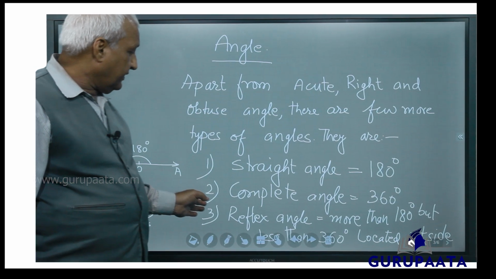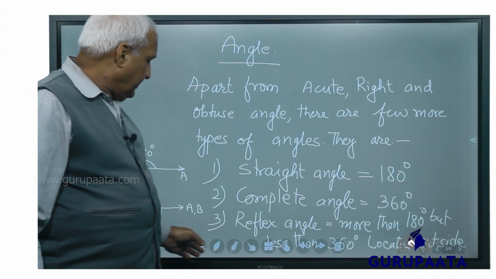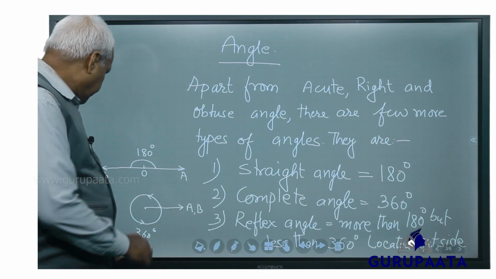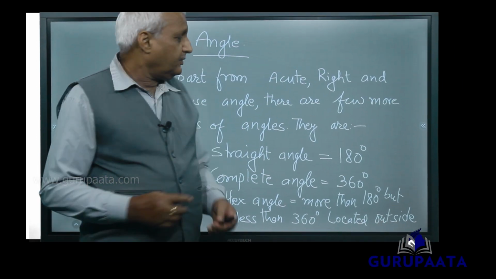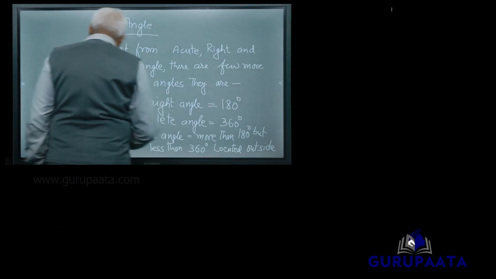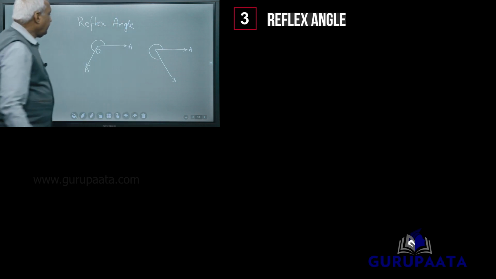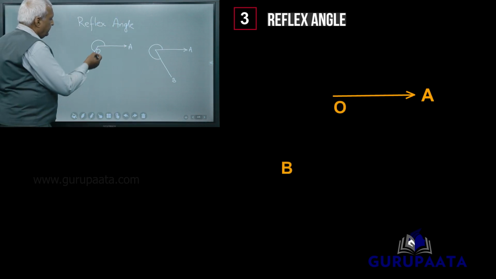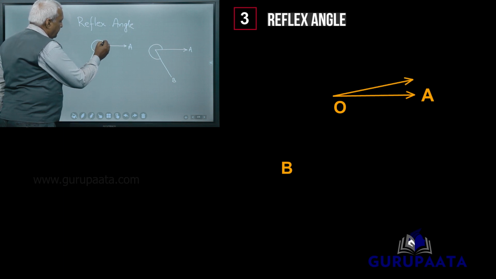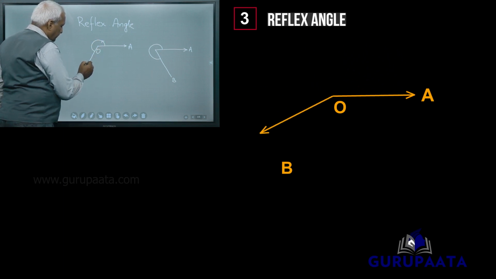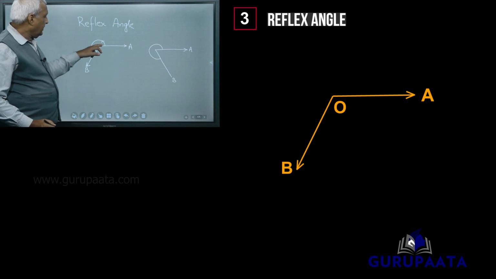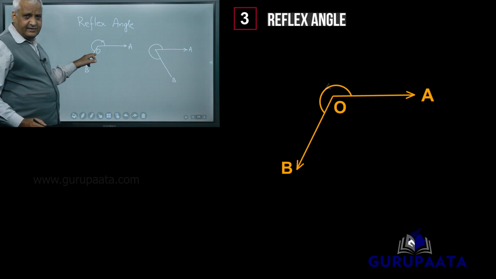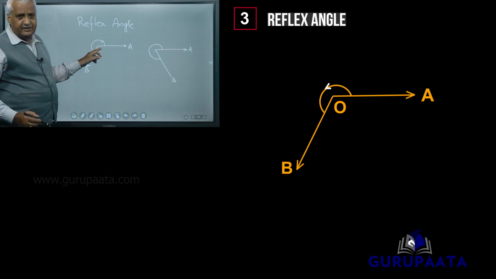Now, reflex angle: more than 180 degrees but less than 360 degrees, located outside. That we will understand with another diagram. You see, from A, the arm has moved and come up to B position. So it is less than 270, and the angle formed outside will be known as a reflex angle.